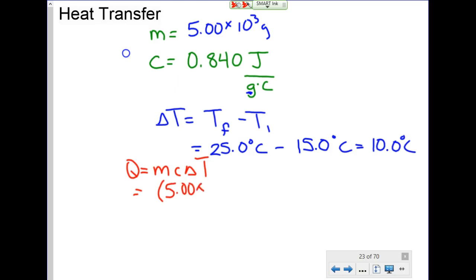5.00 times 10 exponent 3 grams times C, which is 0.840 joules per gram degrees Celsius, times 10.0 degrees Celsius.